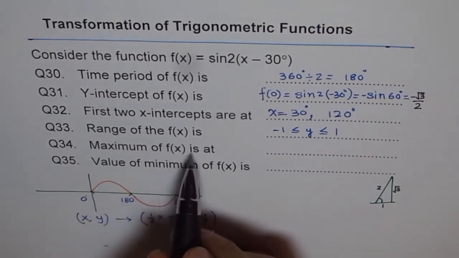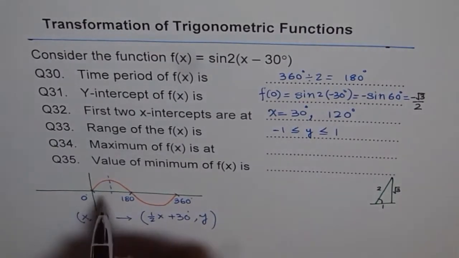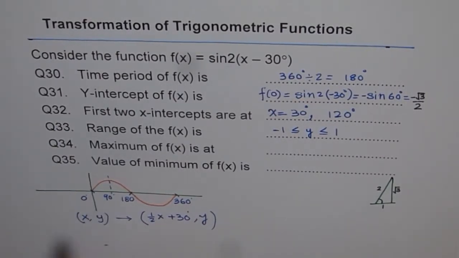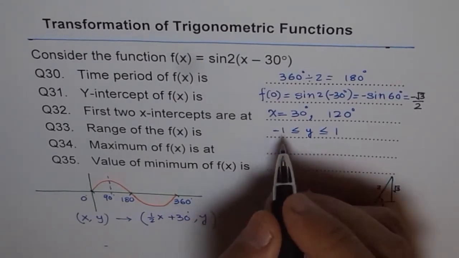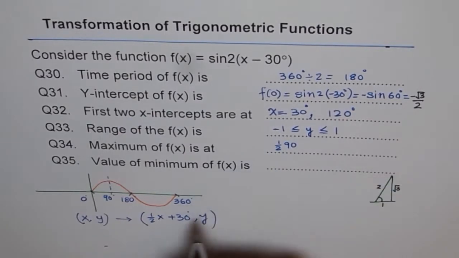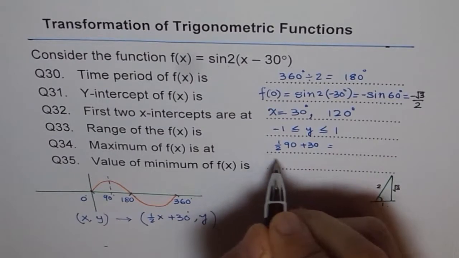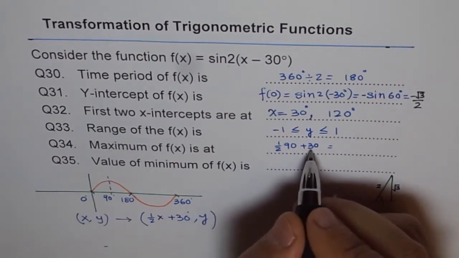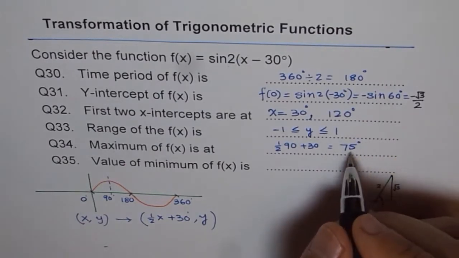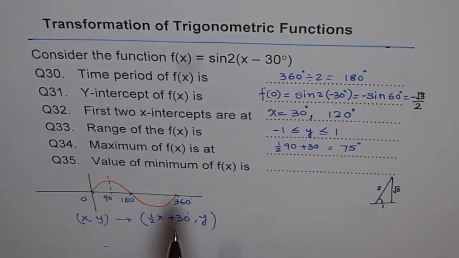The maximum of f of x is at what location? Normally the maximum of sine of x will be at 90 degrees. But now we know it gets transformed, so let me do the calculation here. It is half of 90 and then plus 30 degrees. So 45 plus 30 means 75 degrees. That is the location of the first maximum.